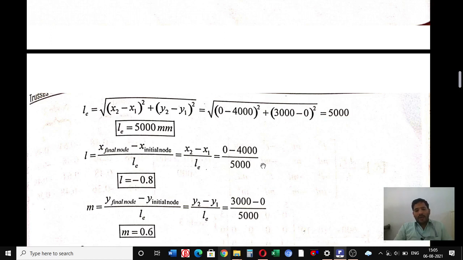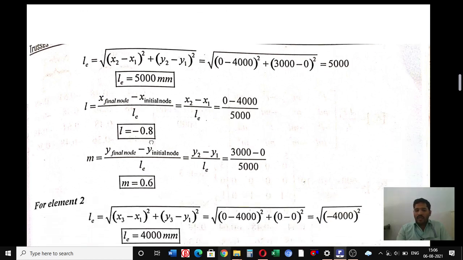After that we need to find out the value of L, which we also call cos theta. What is the formula? L equals cos theta equals x of final node minus x of initial node, by LE. That is x2 minus x1 by LE: 0 minus 4000 by 5000. If you divide 4000 by 5000, you get the value minus 0.8.